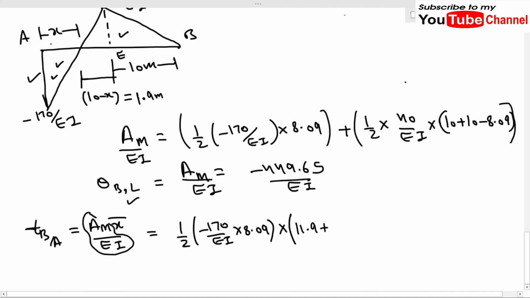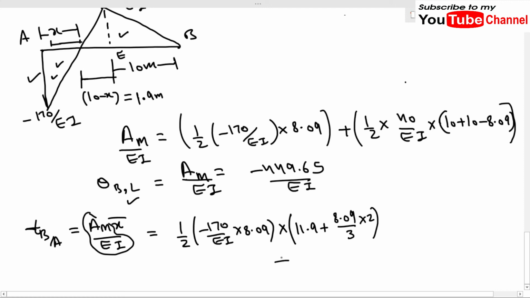The CG of this triangle will lie somewhere here, and this distance will be x. What is the value of x? x is 8.09 divided by 3 multiplied by 2, that is, 2 by 3 times the base of the triangle. So this is our first triangle.